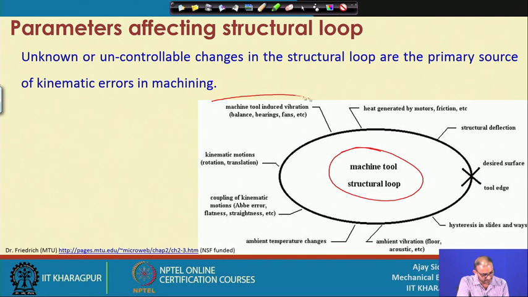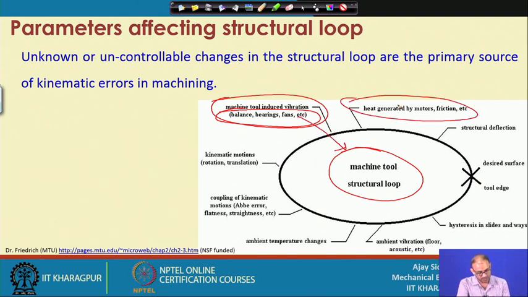There is machine tool induced vibration, because we have a machining operation going on, a lot of force is acting, and we are moving a tool or the workpiece in different directions, to and fro in the x, y and z directions, and everything is connected with bearings, because the spindle has a lot of bearings. So, it will create a lot of vibrations there, and the vibration will directly affect your structural loop.